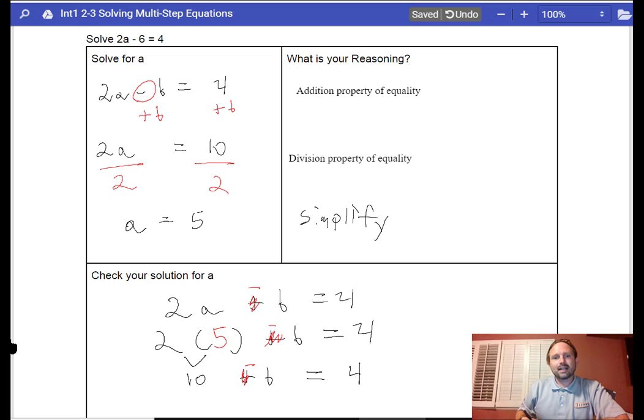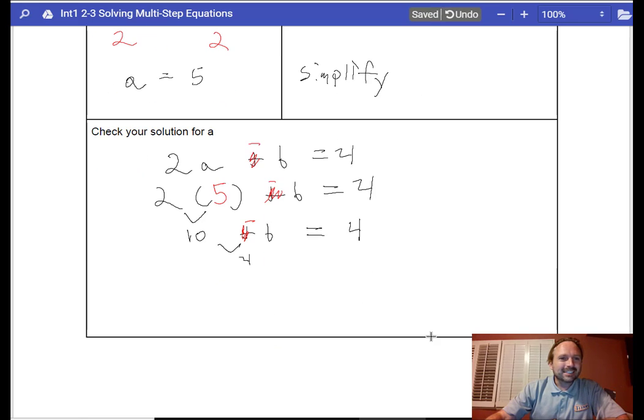And I was like, all right, as we were doing it, what's going on? Oh, I wrote the wrong operation. So make sure that when you're checking your solution, you actually write the correct equation. All right, so I would get 4 is equal to 4. Is that true? Yes. Let's go on.